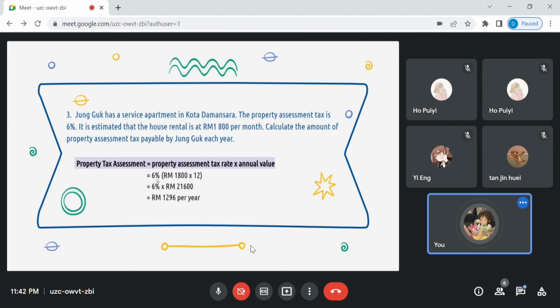For this question, we need to use the formula, which is property assessment tax equals property assessment tax rate multiplied by annual value. The property assessment tax rate was given as 6%. In order to find the annual value, we need to use 1,800 ringgit multiplied by 12 months, which equals 21,600 ringgit. Lastly, 6% multiplied by 21,600 ringgit, we will get 1,296 ringgit per year.